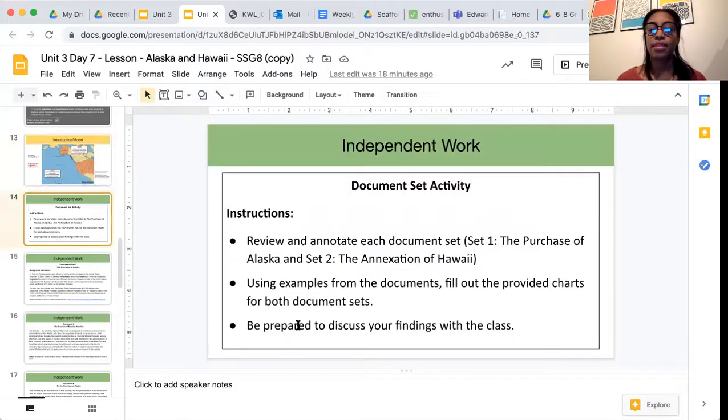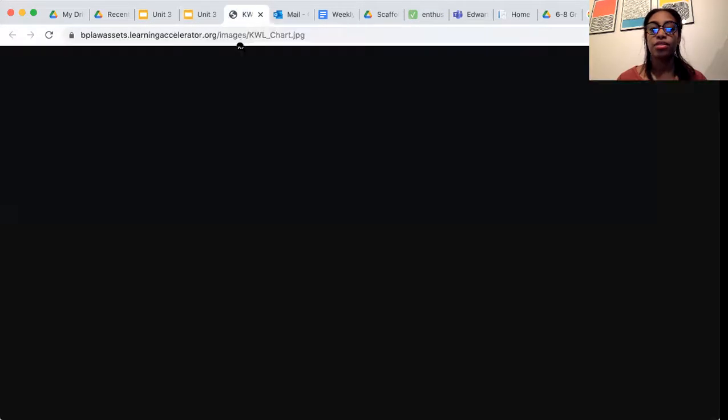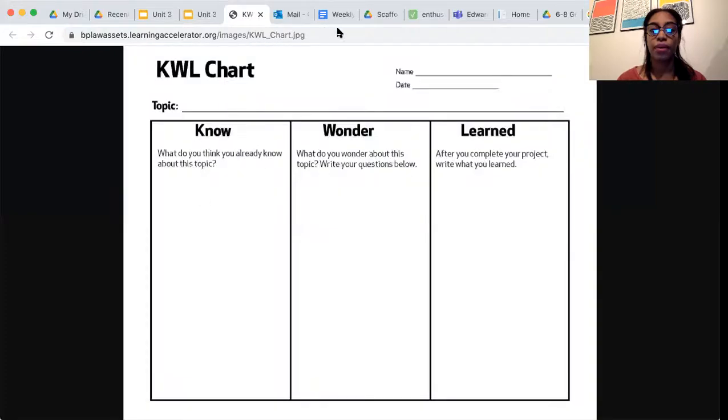There is a document set activity that we're going to do together. We're going to begin with document 1, but before we do document 1, let's do a KWL chart, okay? So, first and foremost, what do you think you already know about this topic? Well, we already know what imperialism is, right? And we know what foreign policy is. Something that we need to focus on is anti-imperialism.